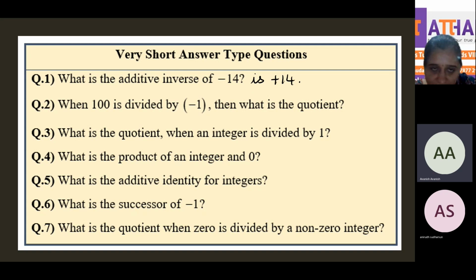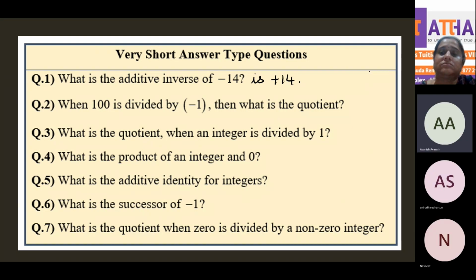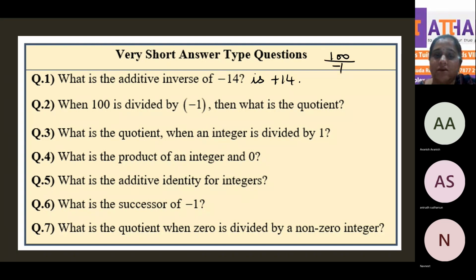Next one, Avanish. Ma'am, when 100 is divided by minus 1, then the quotient will be minus 100, ma'am. Very good. When 100 is divided by minus 1, the quotient will be minus 100. Why? Because 100 by 1 is 100 and this minus here. So plus divided by minus, the rules are the same as multiplication. Yes, ma'am. Plus divided by minus is minus. So minus 100. Very good.